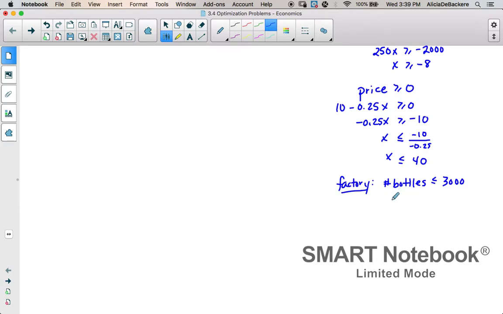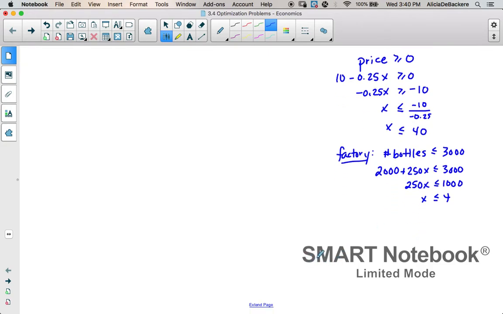And so again, the number of bottles was 2,000 plus 250x. And I'm going to rearrange and solve this. All right, so this is kind of confusing because we have these 3 endpoints, which doesn't make sense. When I think about a domain, it should only have 2 endpoints.